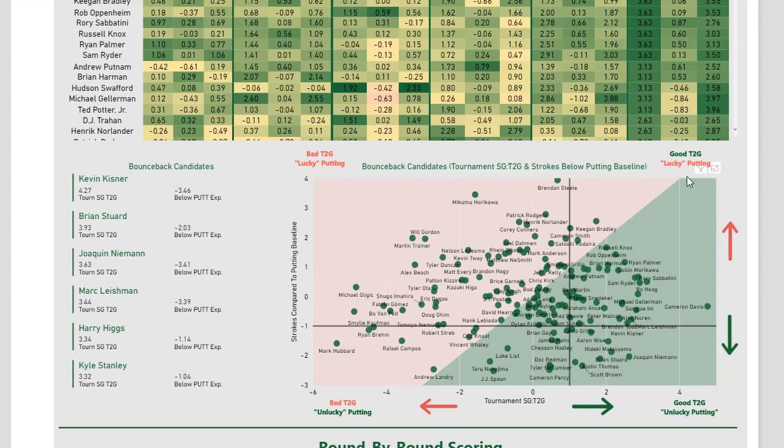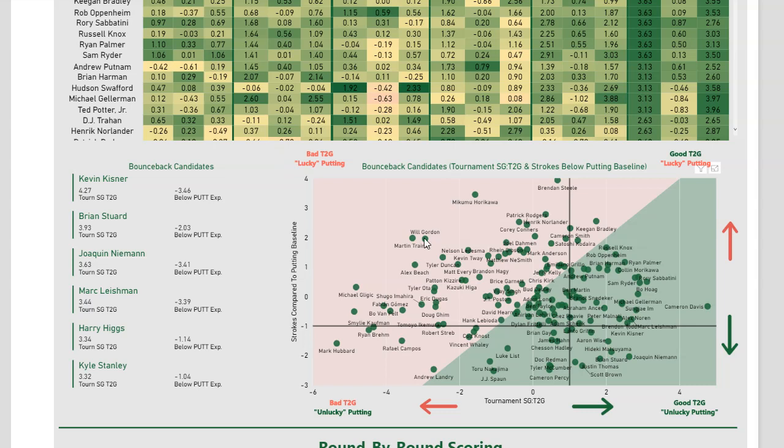So I've also tried to put some little designations in the corners to show you which side is the side that you want to target here. For example, the upper left-hand corner of this graph would be guys who have been bad tee to green in this tournament and are actually gaining strokes to their putting expectation. They've been lucky putting. That is a terrible combination.